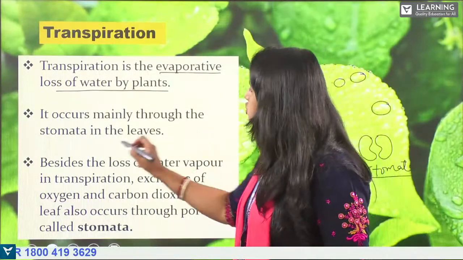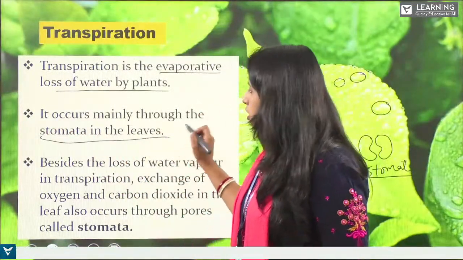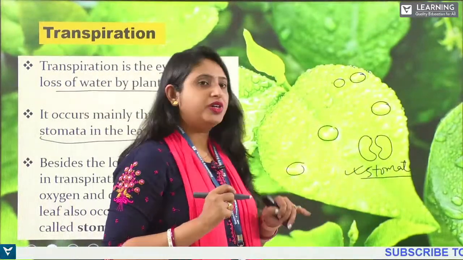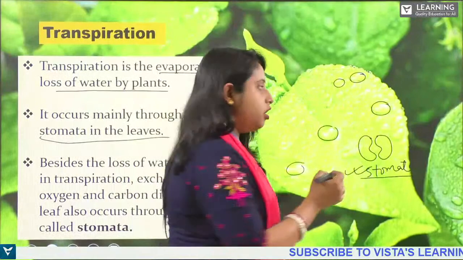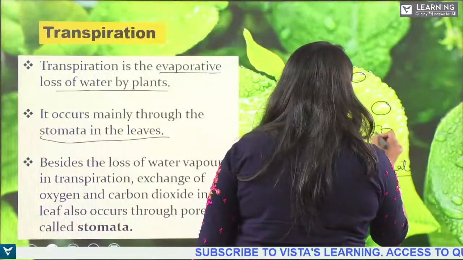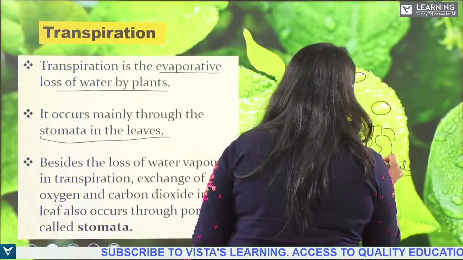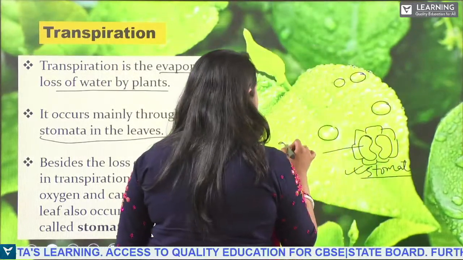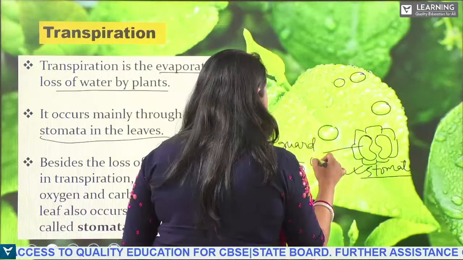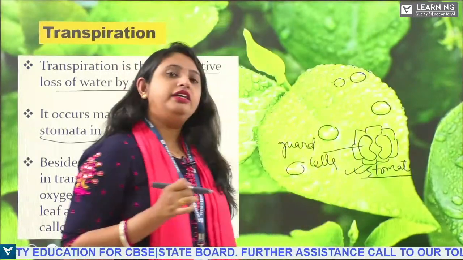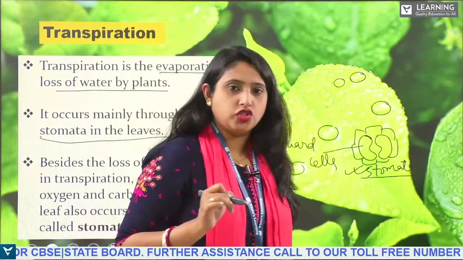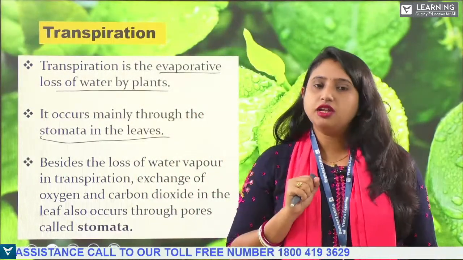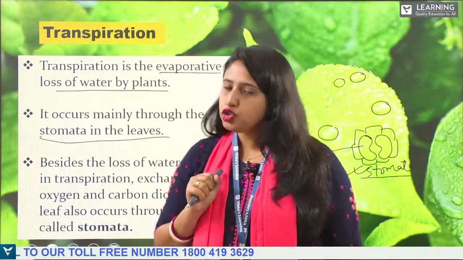So it occurs mainly through the stomata in the leaves. Clear? As I have shown, stomata is present in the leaves. Stomata has various parts like this, which are known as the stomatal apparatus. These are the guard cells, which look like a kidney bean shaped structure. We take rajma beans, so this is exactly the bean shaped structure of the stomata.